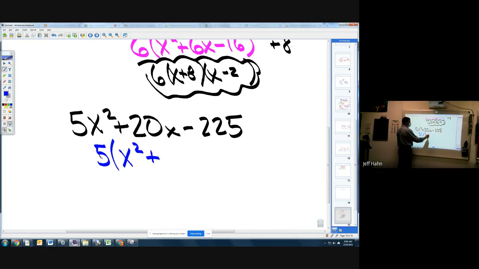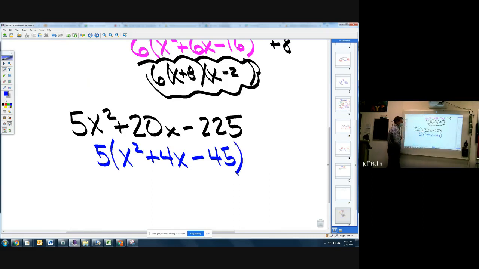5 times x squared. What times 5 gives me 20x? I need a 4x. Minus 5 times 4 gives me that there. And then you have to say, ladies and gentlemen, 5 times what? 2 binomials. What times what gives me 45 when added together gives me a 4?